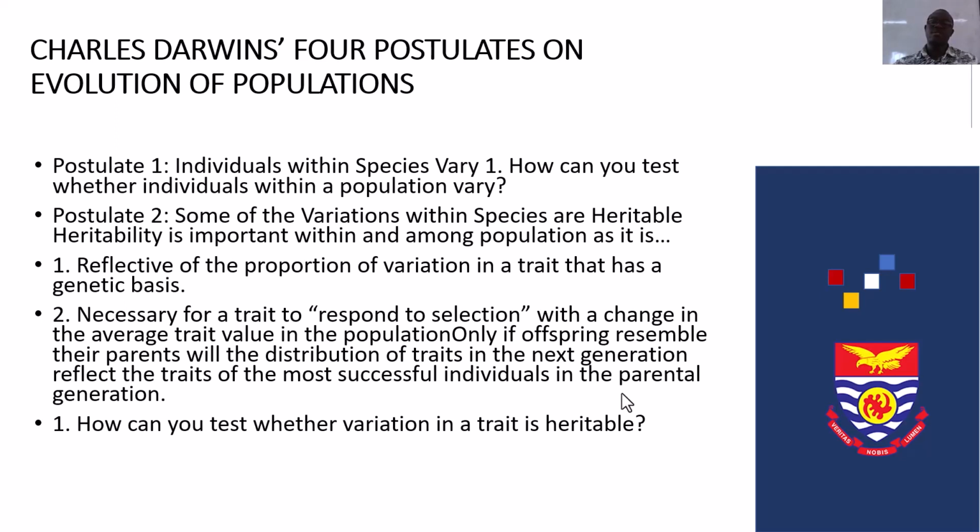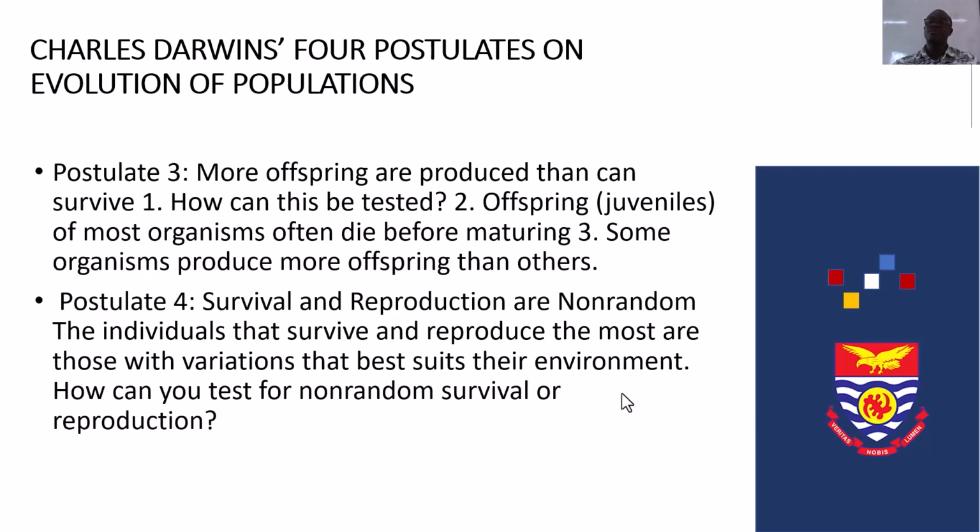Postulate 2, some of the variations within species are heritable. Heritability is important within and among populations as it reflects the proportion of variation in a trait that has a genetic basis. It is also necessary for a trait to respond to selection with a change in the average trait value in the population, only if offspring resemble their parents, or the distribution of traits in the next generation reflects the traits of the most successful individuals in the parental generation. How can you test whether variation in a trait is heritable?